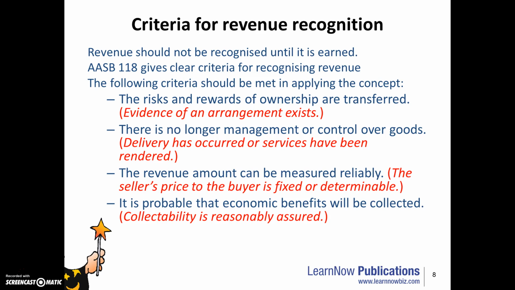AASB 118 advises us on revenue recognition. Revenue shouldn't be recognised until it's actually earned. The following criteria should be met in applying this concept. The risks and rewards of ownership are transferred, so there is evidence of an arrangement. There is no longer management or control over the goods, so delivery has occurred. The revenue amount can be measured reliably, that is, the seller's price to the buyer is fixed or determinable, and it is probable the economic benefits will be collected. Collectability is reasonably assured.